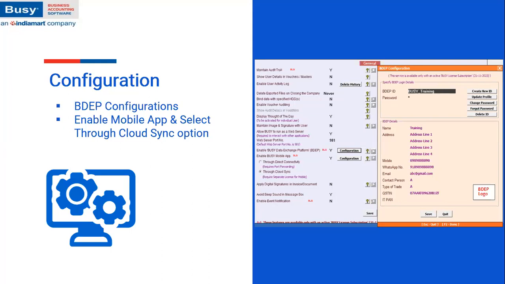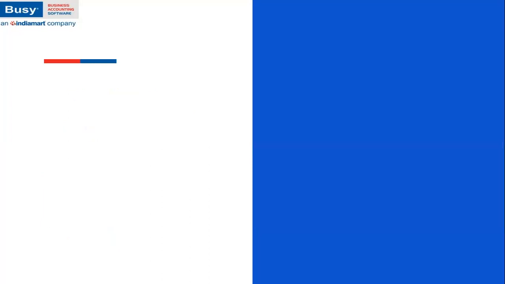Here we need to create one new ID. Fill in all the information like address, phone number, email ID, and contact person. If you want to add the logo, you can add it. Finally, save it. So this is the BDEP creation. Then you can enable the mobile application, and also enable cloud sync. Only then is cloud sync possible here. So this is the configuration of BDEP, and you can enable the mobile application option. These are the important steps here.